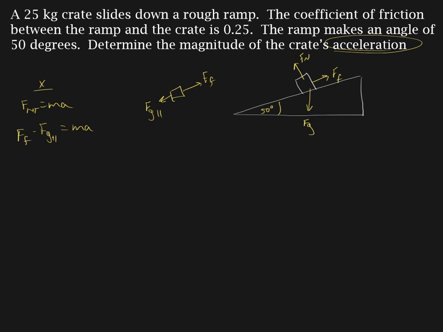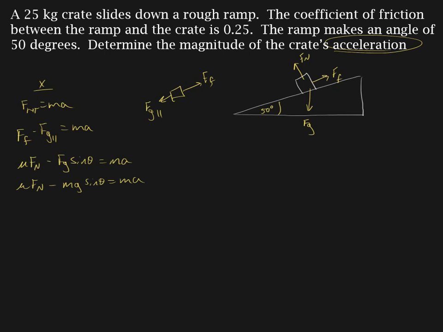So we redefine our variables to try to get this into terms of what we know. And we have friction is equal to mu times the normal force, minus FG parallel, which is FG sine of theta, is equal to ma. FG we redefine as mg, so we get mu Fn minus mg sine of theta is equal to ma.